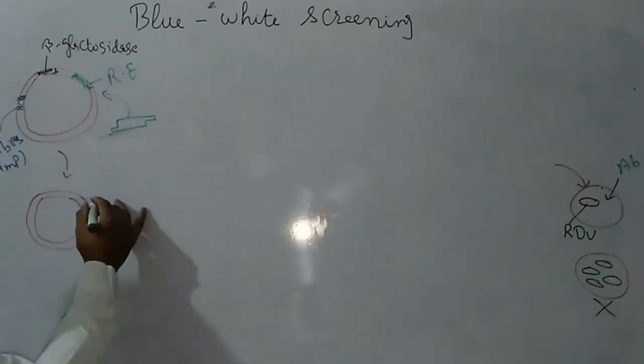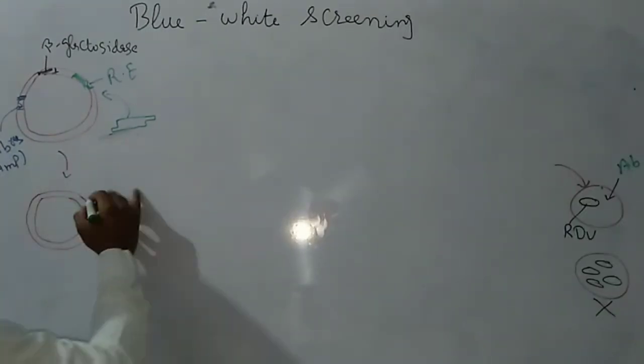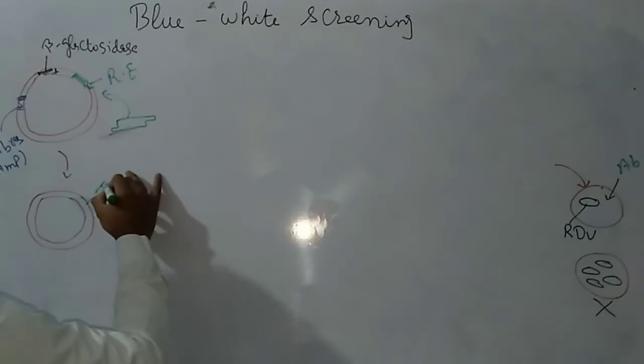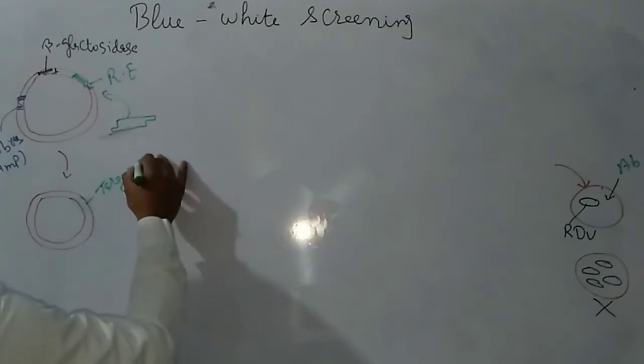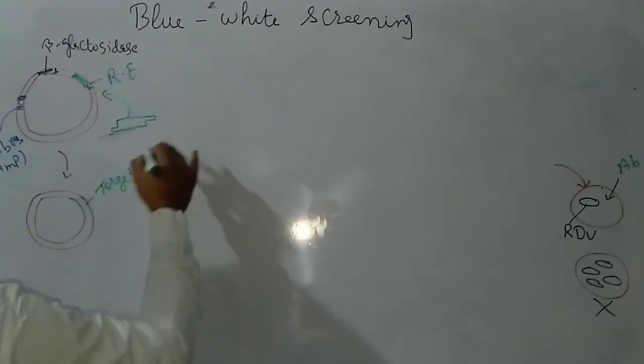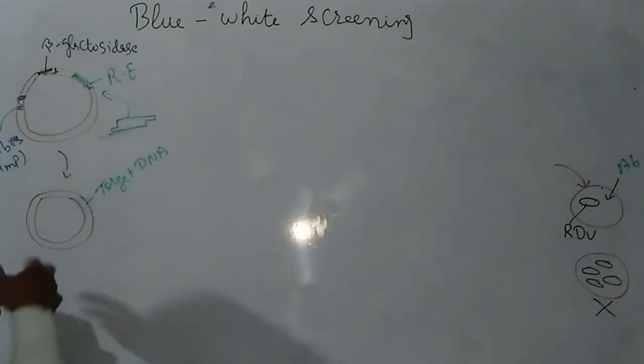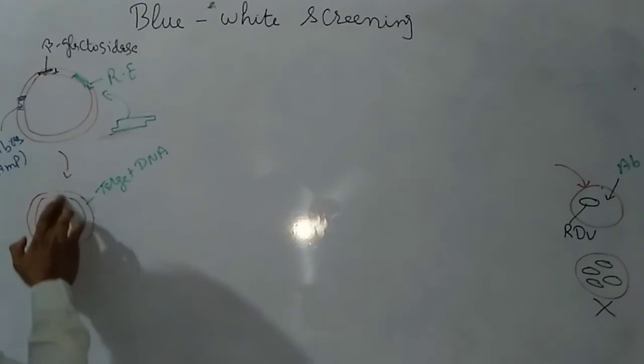Now this is the target DNA. This green one represents the target DNA having the gene of interest. This one, the black one, let me remove.